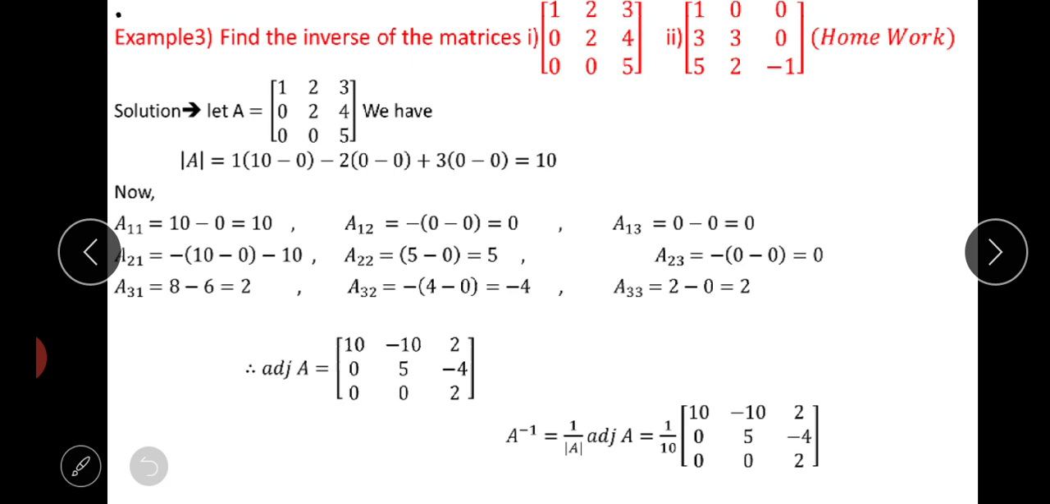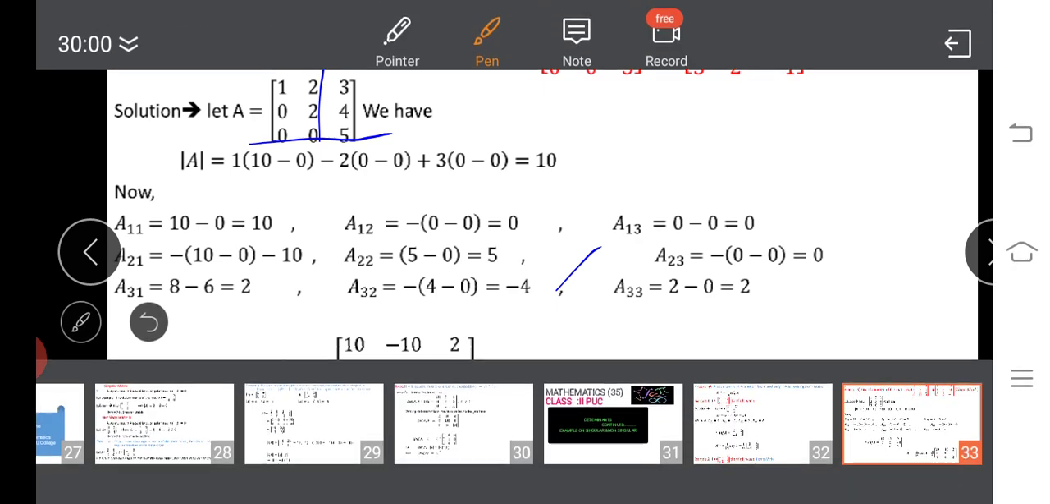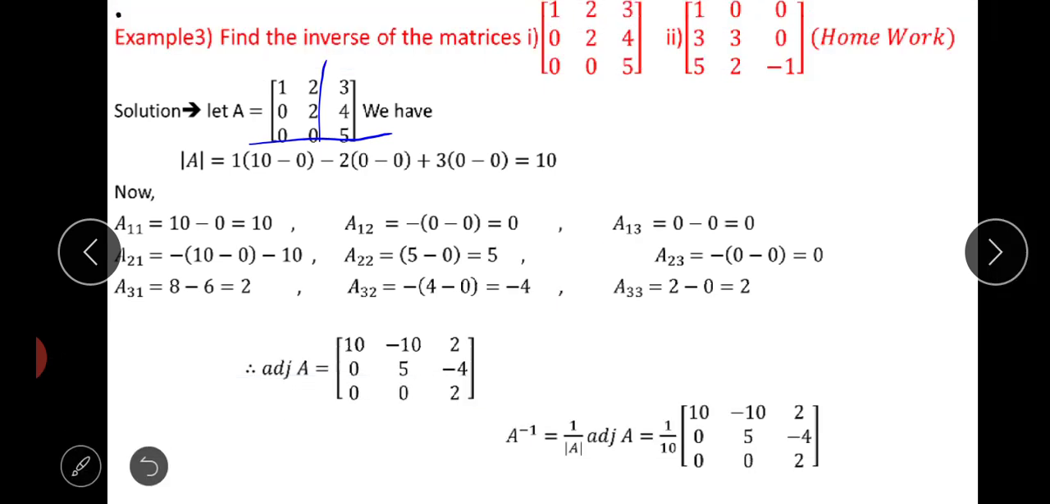Then A32, delete the third row and second column, and I take the negative sign: 3 plus 2 is 5, minus 1 to the power 5 is minus. Then 4 into 1 is 4, minus 0, so we get minus 4. Then the cofactor of A33, delete the third row and third column: 2 into 1 is 2, minus 0 into 2, 0, so we get 2.